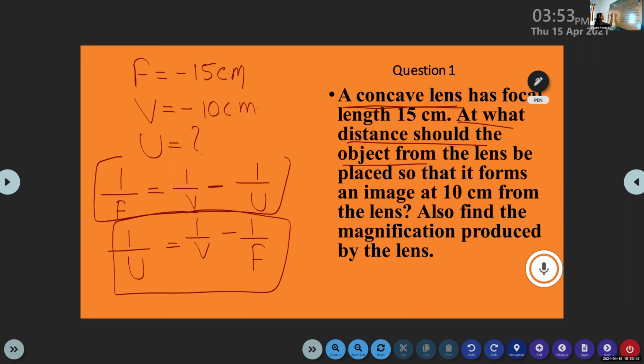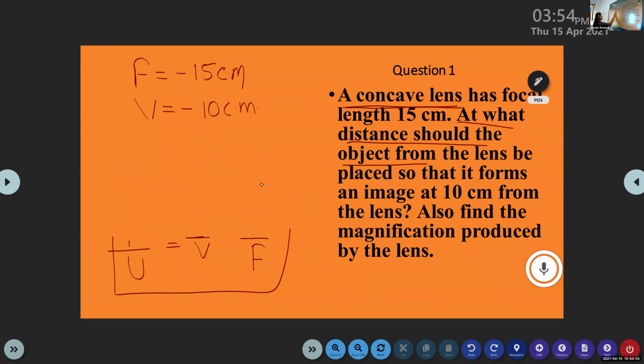When we take this 1 by U to the other side of the equal sign, it becomes positive. So 1 by V minus 1 by F. So this is the equation for calculating the object distance, that is 1 by U is equal to 1 by V minus 1 by F.